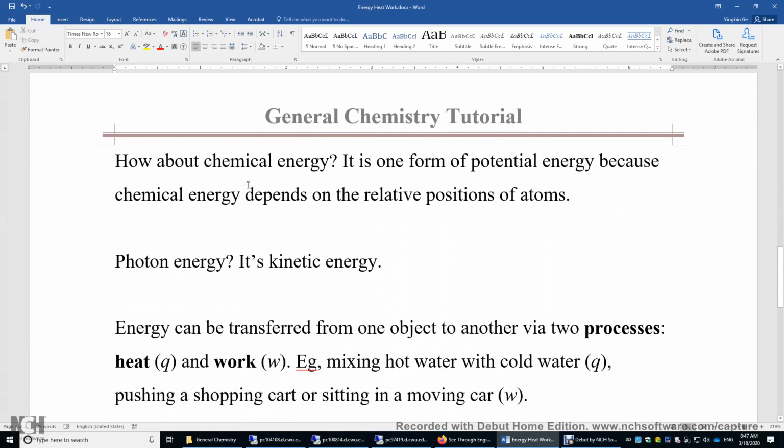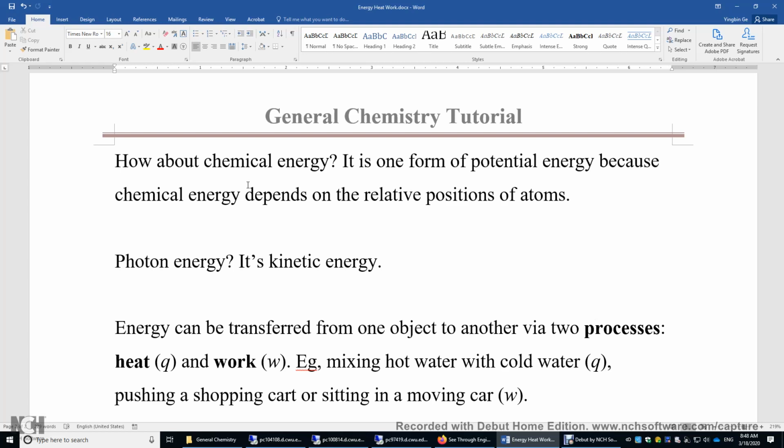We mentioned that energy can be potential or kinetic. What about chemical energy? Is chemical energy the third form of energy? No, it's not true. Chemical energy is simply one form of potential energy because it depends on the relative positions of atoms. Now, what about photon energy? Well, it's simply kinetic energy if the photon is traveling in vacuum.